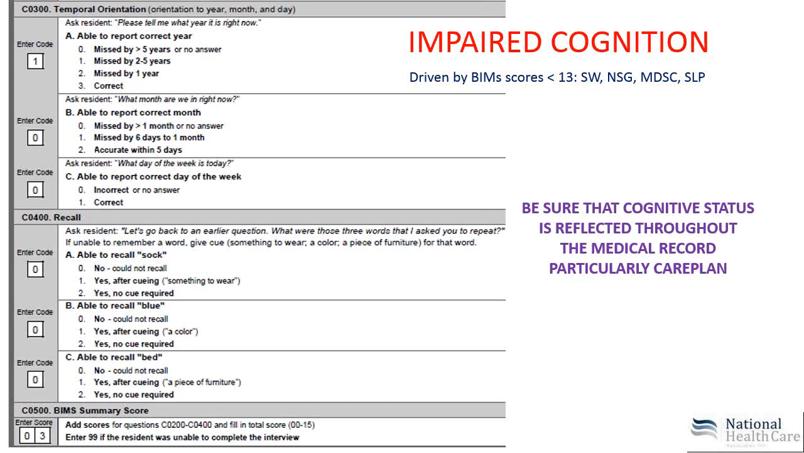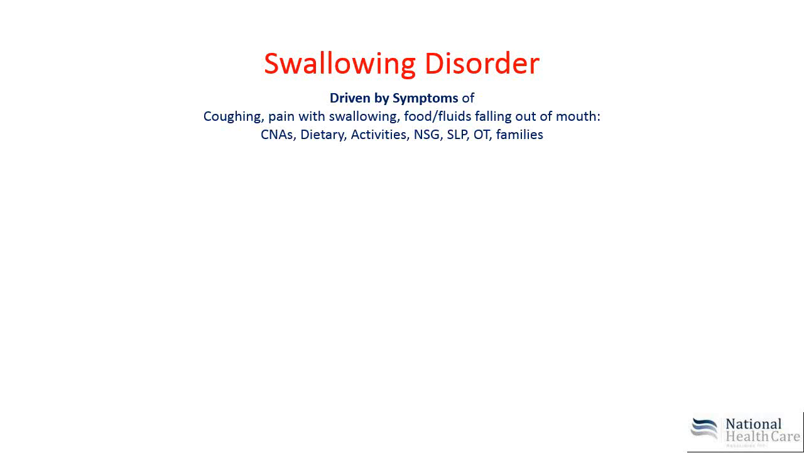And then I need to reinforce the fact that cognitive status, whether it's good or bad, should be reflected throughout the medical record, particularly in the care plan. You don't want somebody with a BIMS score of 3 who's signing their own consents, and likewise, people with a score of 15 who aren't. So you want to look at that medical record as a whole and make sure that everything jives.